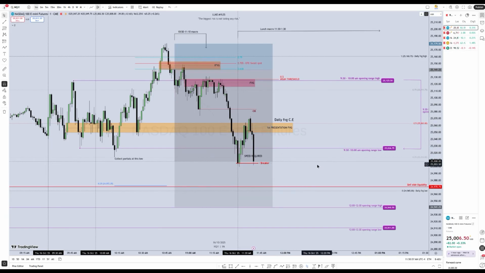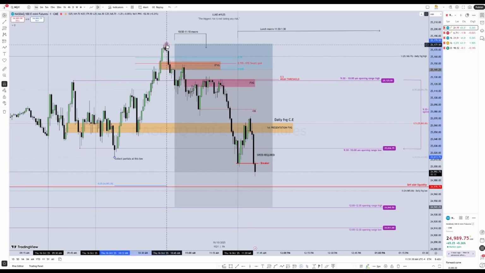I'm having a breaker mark there. I'm having a high, a low, and then a high going into the first presentation. So the market drops, forming a lower low. So at that low, we collect partials, and now we have closed below the breaker. So I'm expecting that to hold.